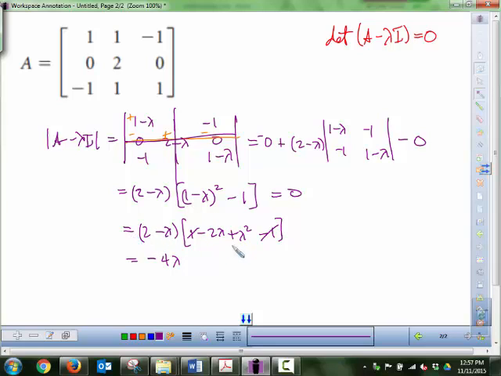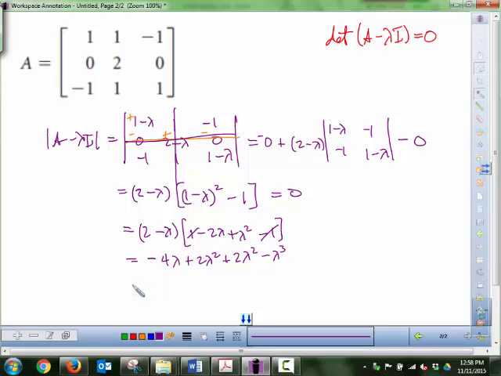Okay, minus 4 lambda plus 2 lambda squared minus 2 lambda squared, and then negative lambda cubed. Hope that's right. Does that look right? I'm going to keep going. If it's wrong, just yell and say something.